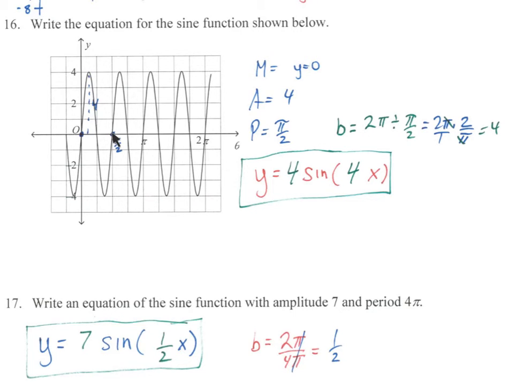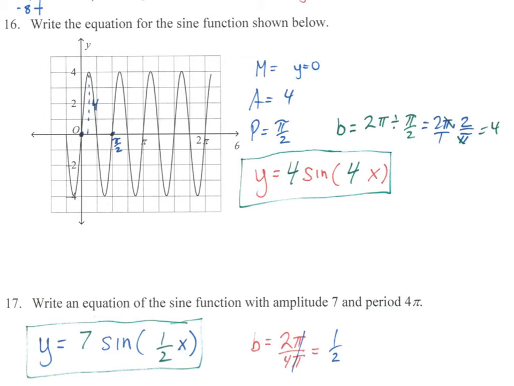And my period is pi over 2, but for my equation I don't put pi over 2 there. I don't put my period. I have my b value. So since it's a sine, I go 2 pi divided by pi over 2. Remember, when you divide, you flip and multiply. Pi's cancel, leaving you 4. So your b value is 4, so that would be a 4 there, not your period. Do not put your period there.